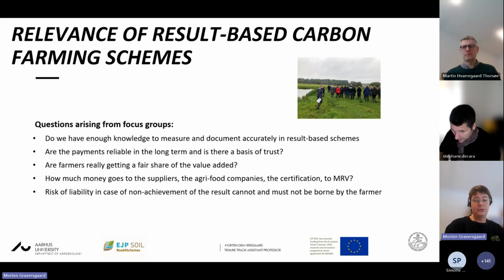Retailers and so on. The certification, the MRV, how is the finance directed towards these different stakeholders in this new value chain of carbon farming? Also, the risk of liability if you don't achieve the result: should it all be borne by the farmer? How should we deal with these risks that also increase with weather extremes, which we just saw this summer, especially in Denmark, but I know it's also other places with either more droughts or heavy rain and so on. And that can be a difficulty when you are implementing new practices.